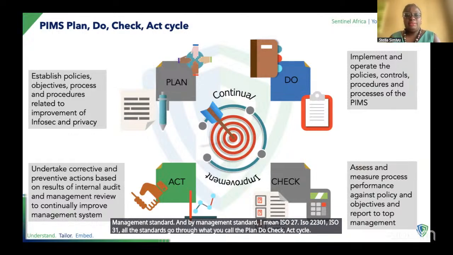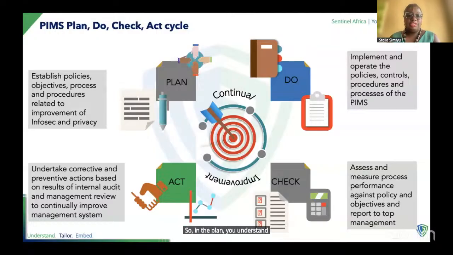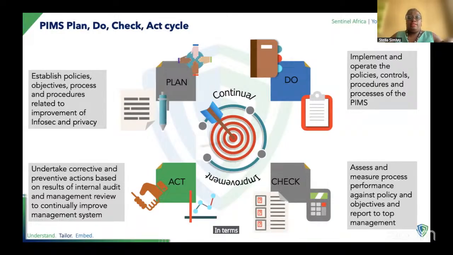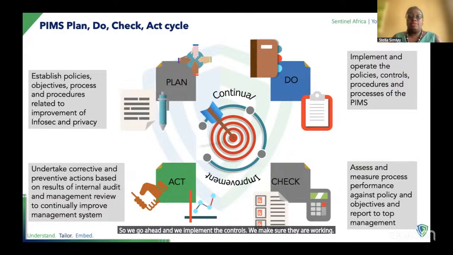So in the plan, you understand the organization, you understand what needs to be put in place in terms of policies, in terms of the privacy requirements that the organization has. Then we go into the do phase where we actually implement. So we go ahead and we implement the controls. We make sure they are working to support the privacy information management system.